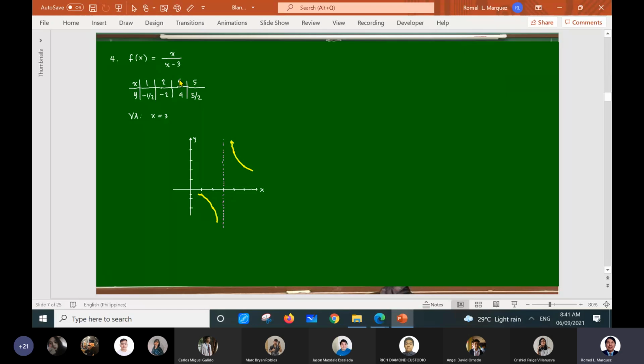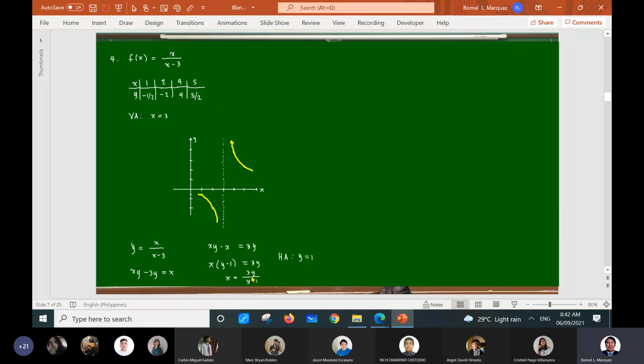Now, to determine the horizontal asymptote, we let y equals x over x minus 3, and then solve for x in terms of y. So xy minus 3y equals x. We multiply by x minus 3 each side. Solving for x, we have xy minus x equal to 3y. Factoring out x, x times y minus 1 equals 3y. So what is x, guys? 3y all over y minus 1. Am I right? So I think the horizontal asymptote is y equals 1.